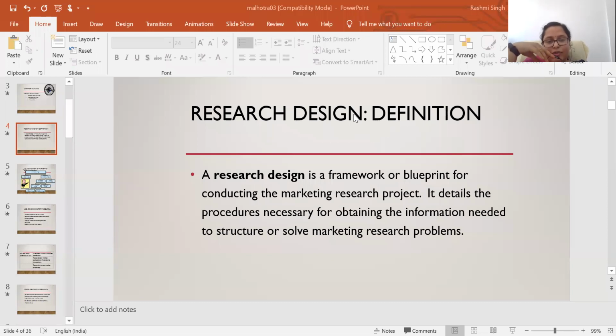It details the procedures necessary for obtaining the information needed to structure or solve the marketing research problem. So it definitely talks about what are the steps, and what information you need for your particular research problem or for the particular objective. So in short, the research design is basically a roadmap for conducting your research, whatever problem you have or whatever objective you have.